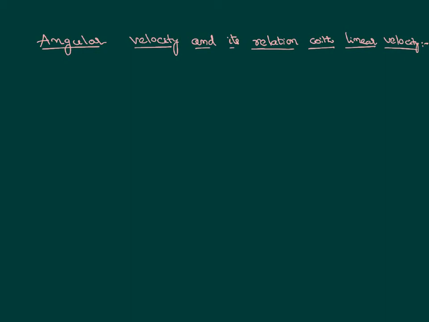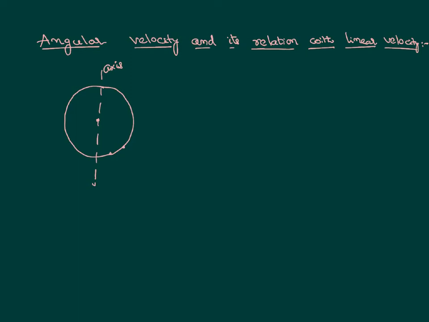Hello everyone. In this post, we would like to define what is angular velocity, why does a body need an angular velocity, and what is the relation of the body angular velocity with its linear velocity. Let us consider a body who is in a rotational motion. Let this be its axis of rotation, about which the body is rotating.